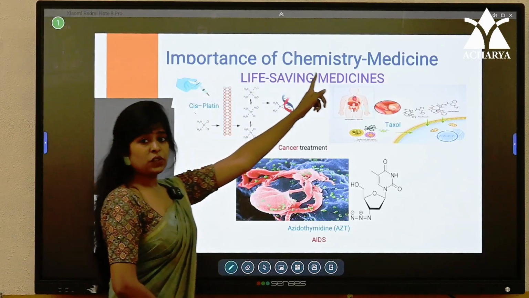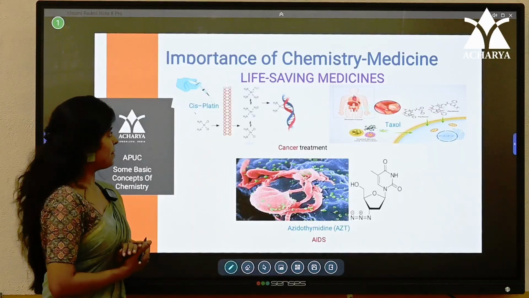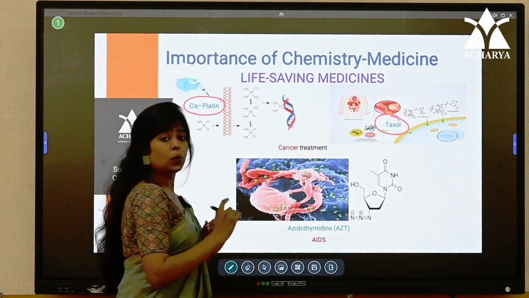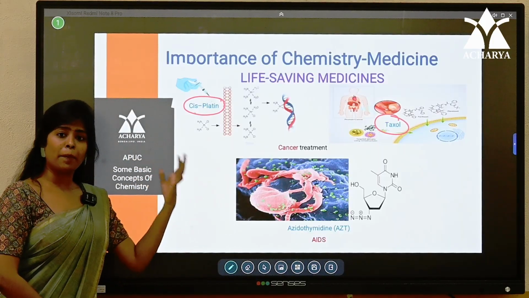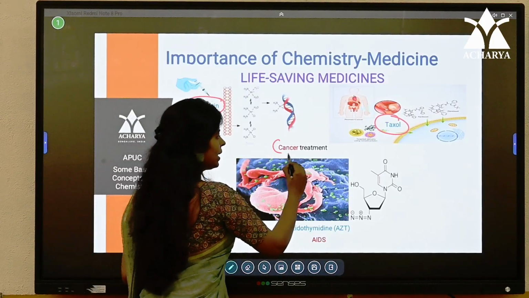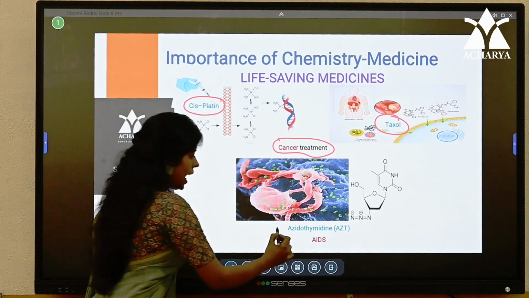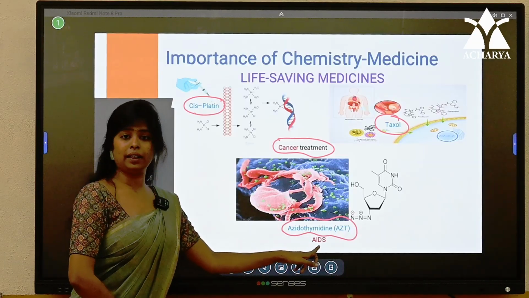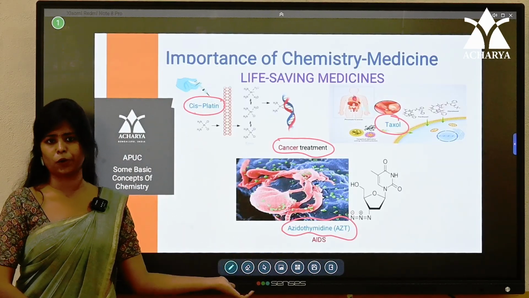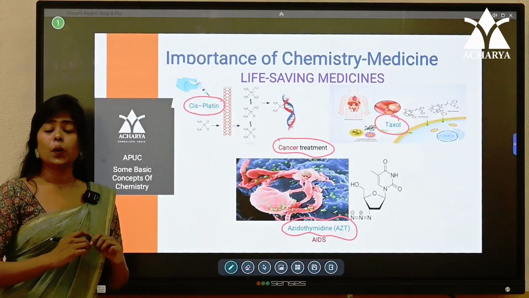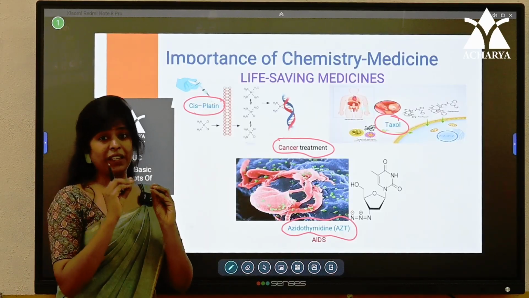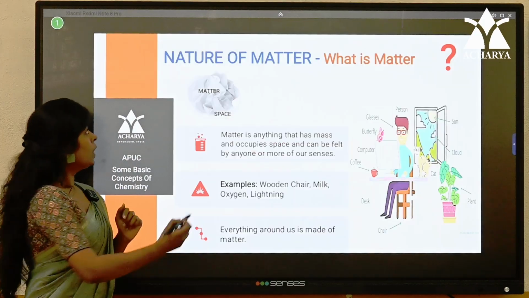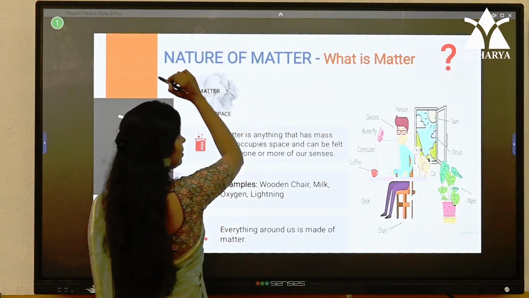So importance of chemistry in medicine is more important for board exams. Cisplatin and Taxol, these are two well established and legally approved drugs which we are using for treating cancer. Again, azithromycin, this is also one of the important drugs for curing AIDS, that is acquired immunodeficiency syndrome. So now with this, we understood that chemistry is not something which is confined to a lab, it's everywhere around us. Now we are going to understand the nature of matter.